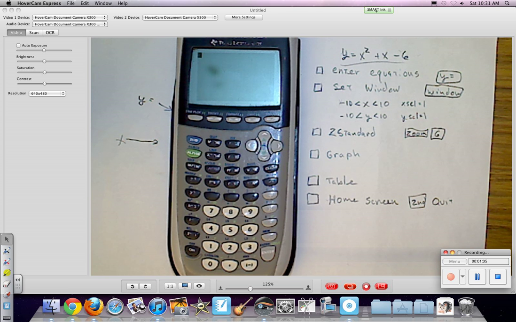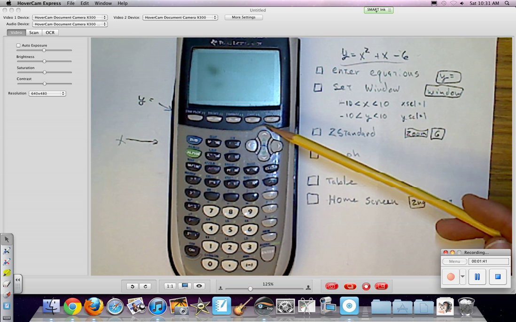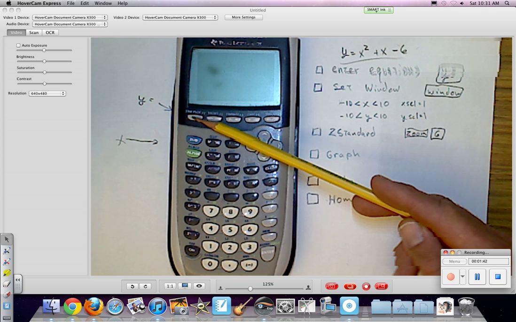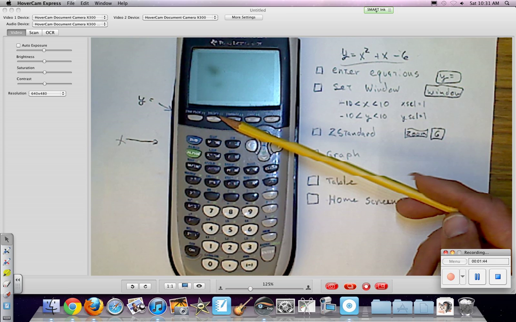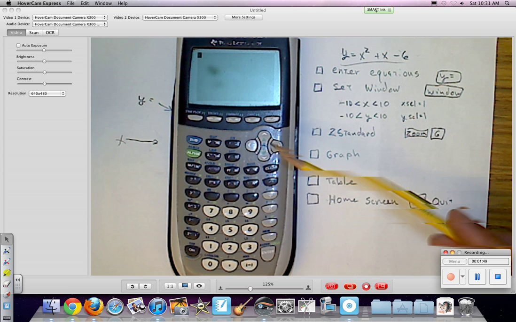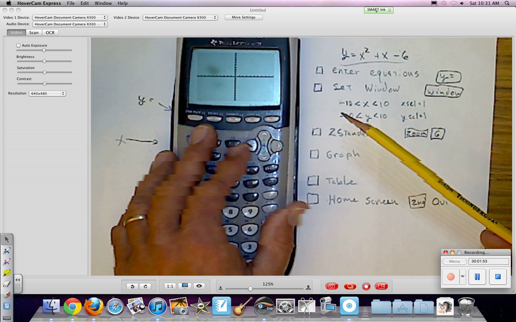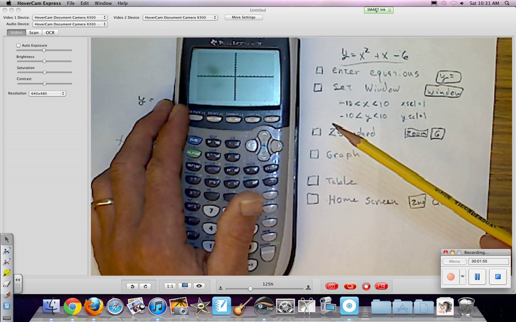All right, but we're here to learn about graphing. So this top row is the graphing row. You'll look across, you've got y equals, the window key, the zoom key, a trace key and a graph key. If you just hit the graph button, you're going to get blank nothing, or you might get some remnant of what's left over.